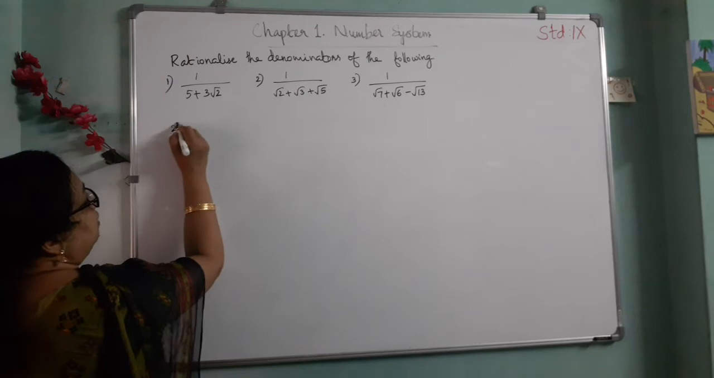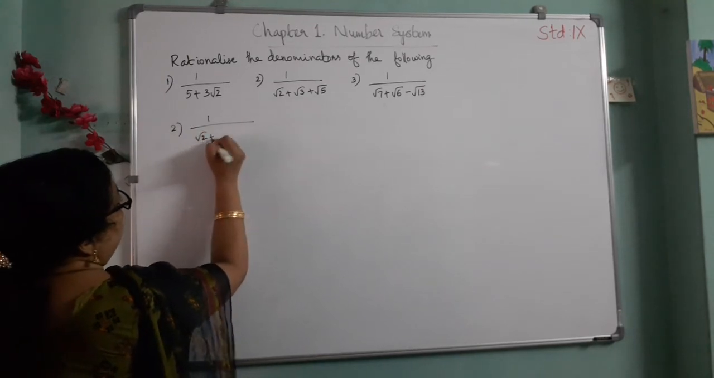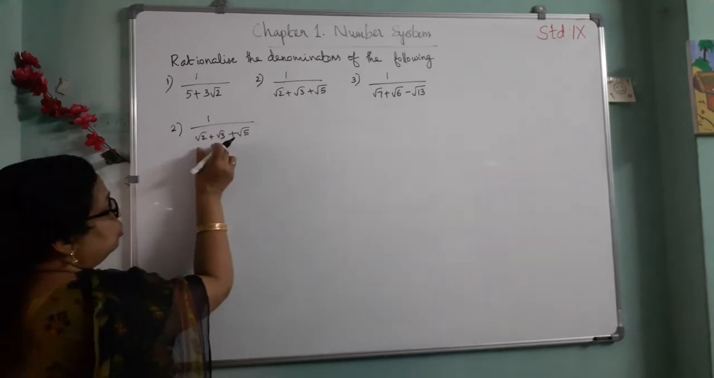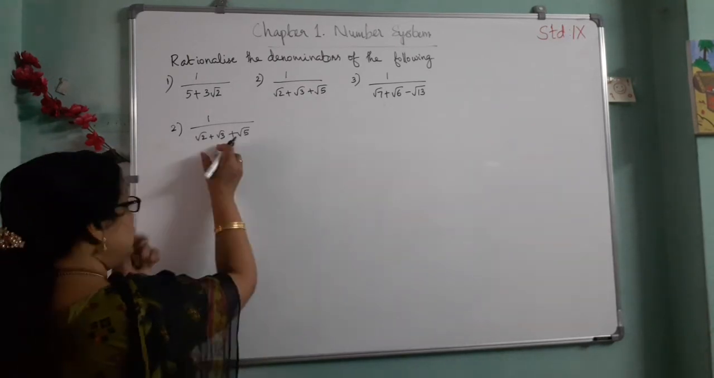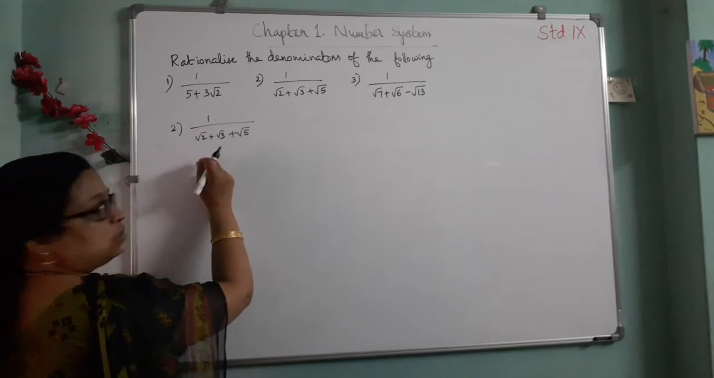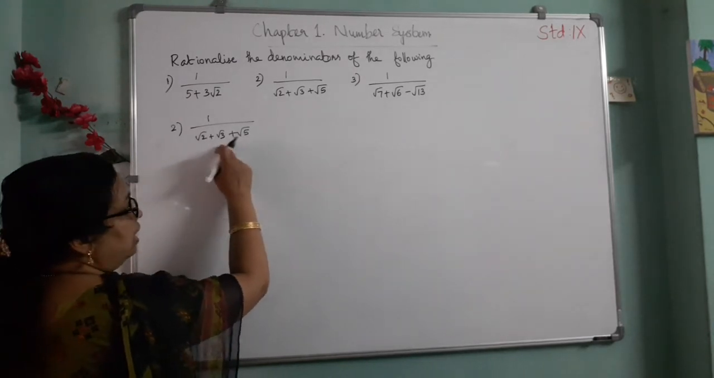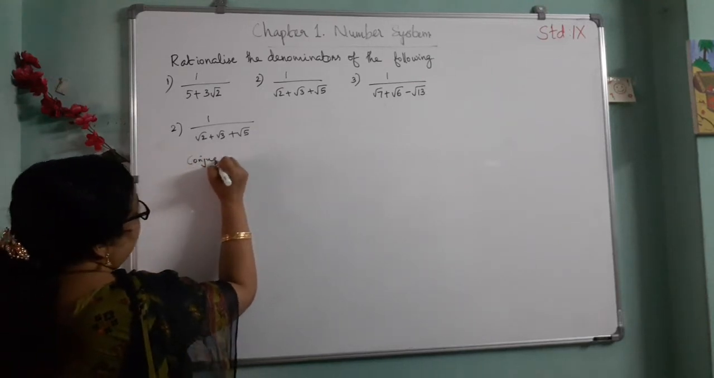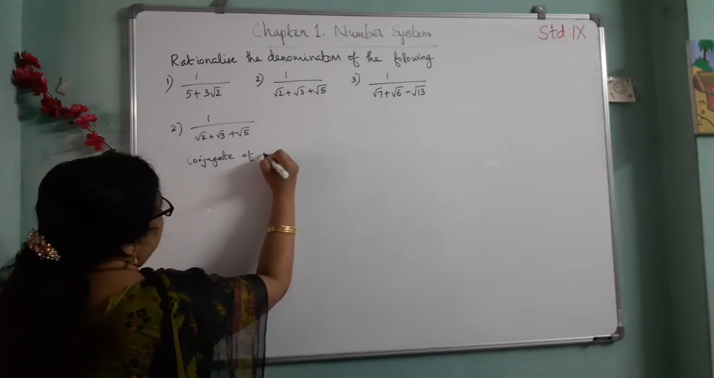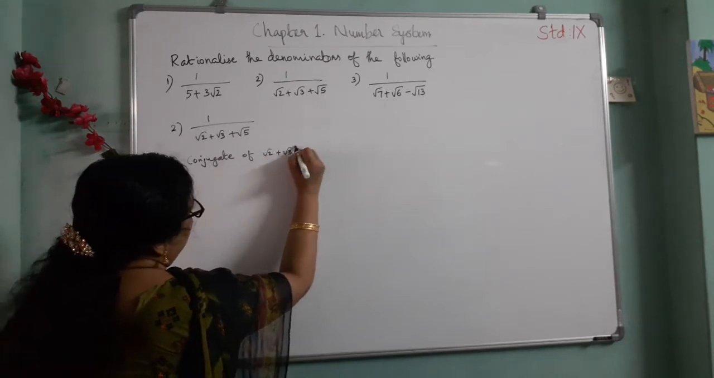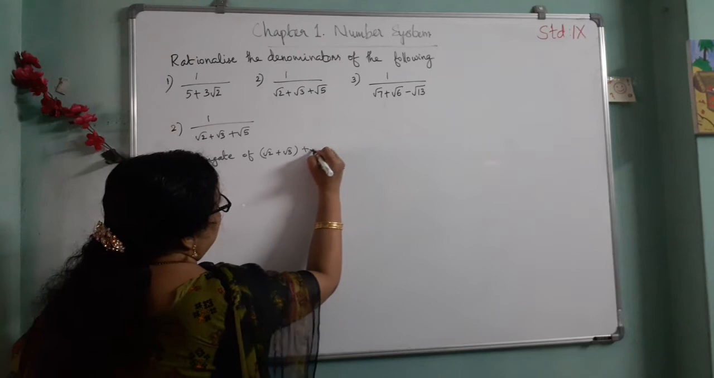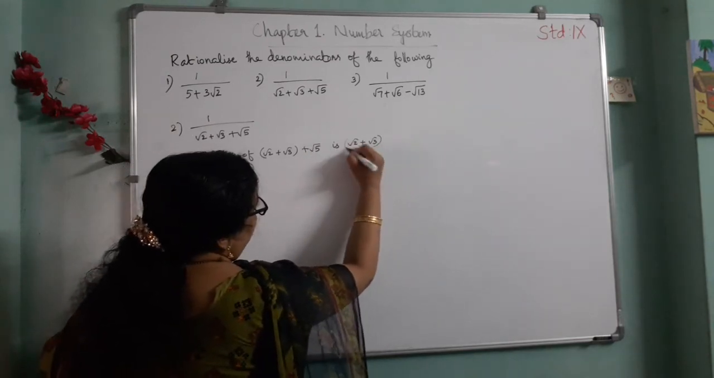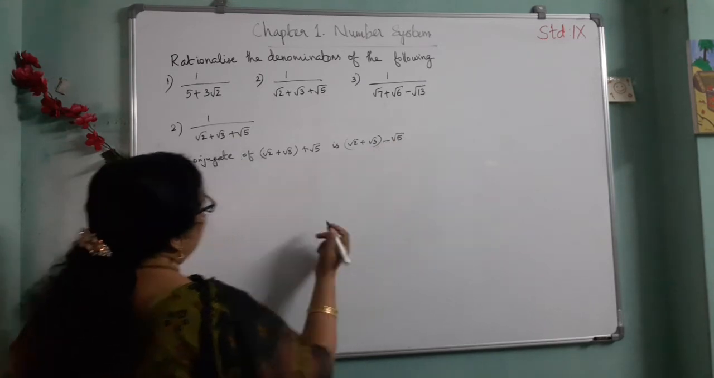Then second question, 1 by root 2 plus root 3 plus root 5. Here 3 terms are there, so the first 2 we take together as one term and then plus root 5. So here the conjugate of root 2 plus root 3 taken together plus root 5 is root 2 plus root 3 minus root 5.